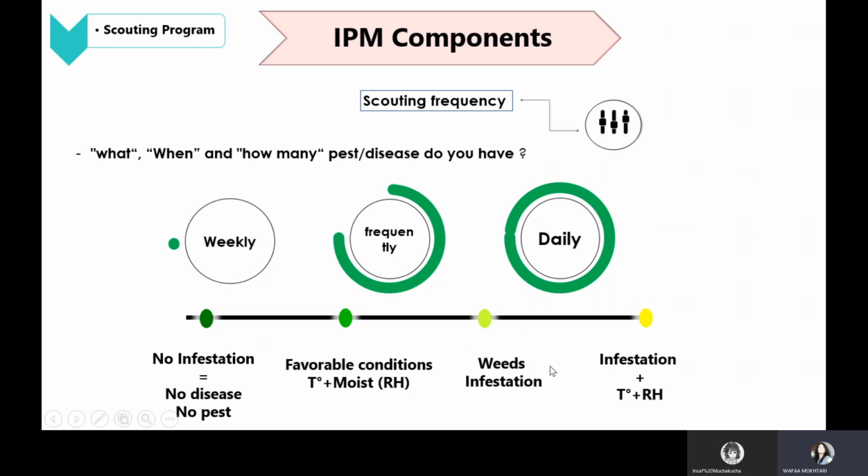When you start to have weed infestation, even outdoors, which means outside the greenhouse, you know there is a probability of infestation. If one day you see some places in your greenhouse with disease, you should visit even more, and it should be daily. So every day, each day, use scouts.